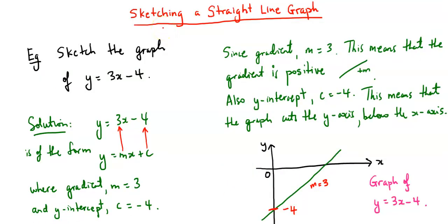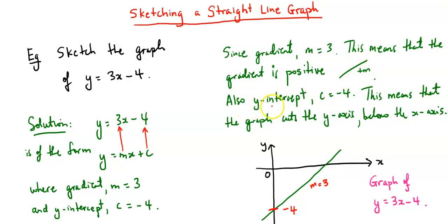Okay, so next we're looking at sketching a straight line graph. For example, sketch a graph of y equals 3x minus 4. Clearly here, if we express it in the form of y equals mx plus c, we see that m, the gradient, is positive 3, and the y-intercept c is negative 4. So since the gradient m is positive 3, this means that the gradient is positive. So it's going to look like this. This is a positive gradient here.